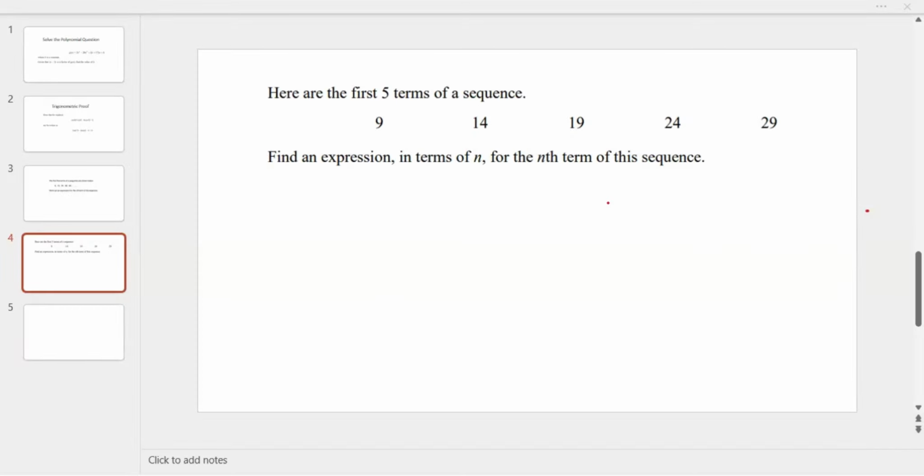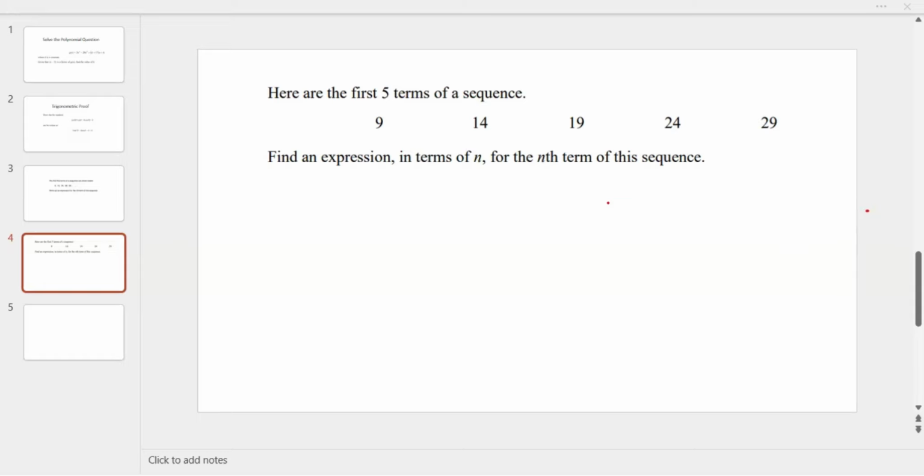In today's video, we are going to be looking at a question on sequence. So we are given the first five terms of a sequence, and we are asked to find, in terms of n, the nth term of this sequence. Now, the first thing you need to ask yourself is, what type of sequence is this?